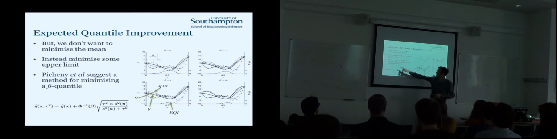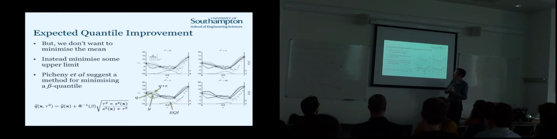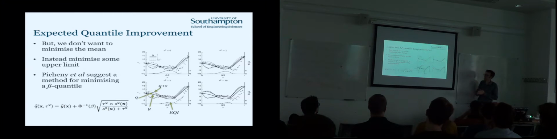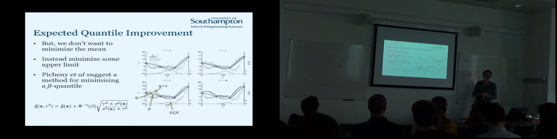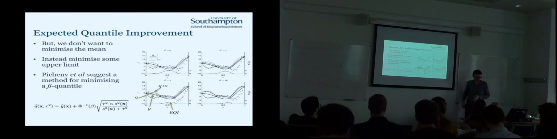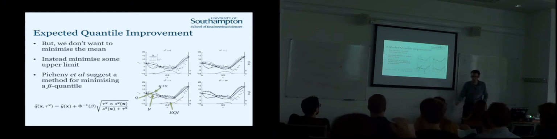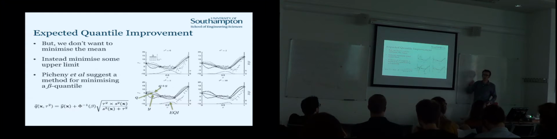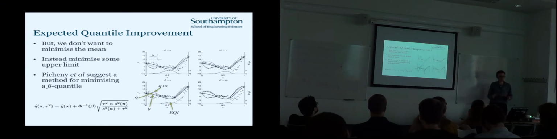Right, okay, so in Bern, David Ginsbourger and Victor Picheny came up with this idea called expected quantile improvement. I think they've moved on a little bit since then, but I've still been playing with this idea because I think it's a good one, especially if you couple it with some of the stuff that we looked at earlier. Now, so far we've been minimizing the mean of our Gaussian process model.